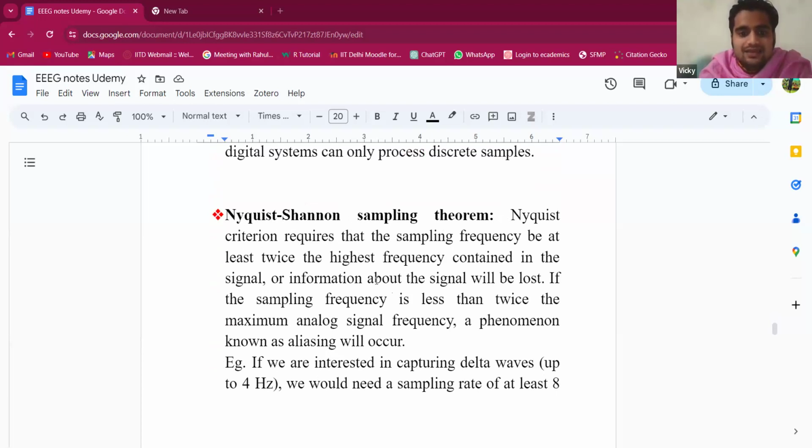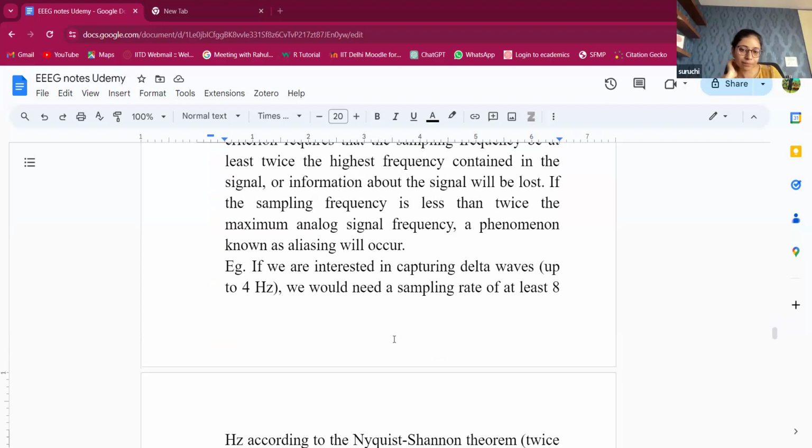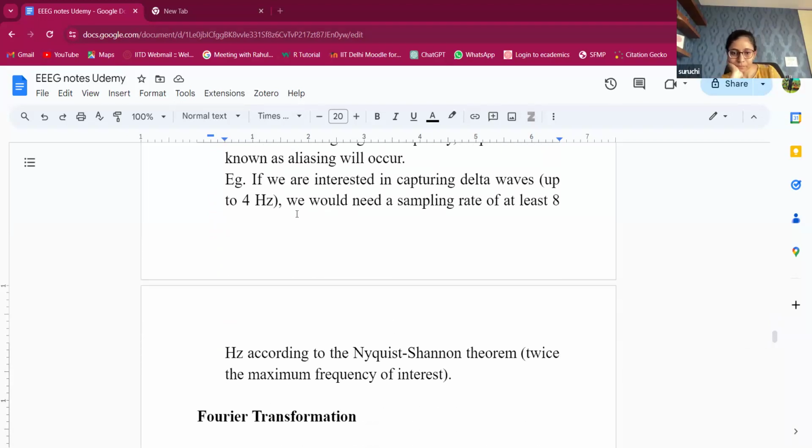Like gamma is the highest we have, which starts from above 30 and goes up to 100, or sometimes some people say it can be more than 100. Therefore, normally if we want to capture gamma, we must have at least 250 hertz. And if we are interested in delta waves up to 4 hertz, then we would need a sampling rate of at least 8 hertz according to this theorem.